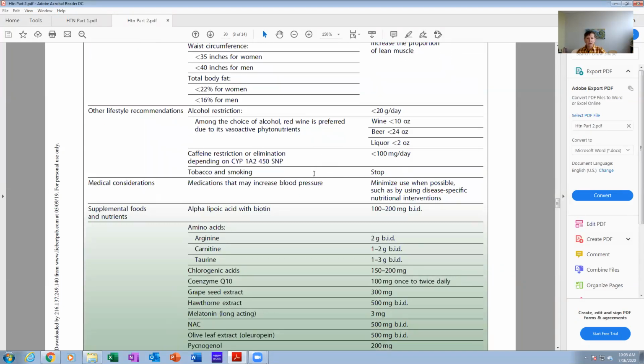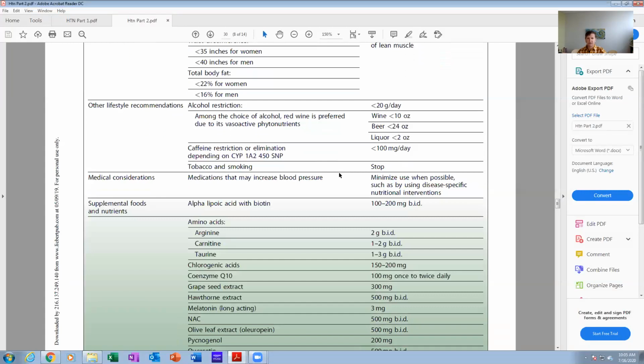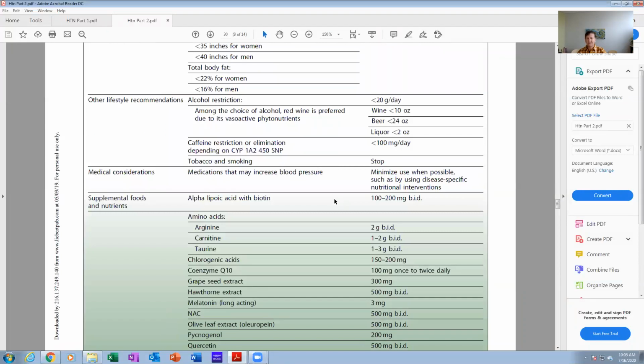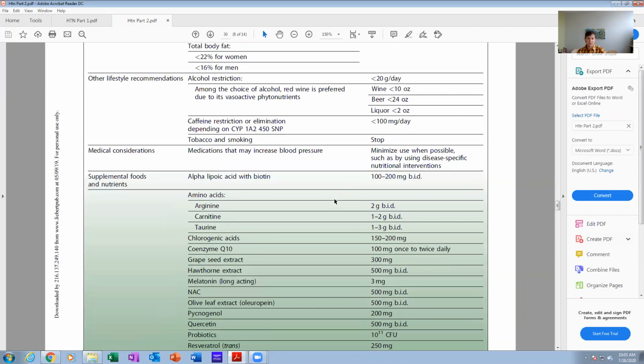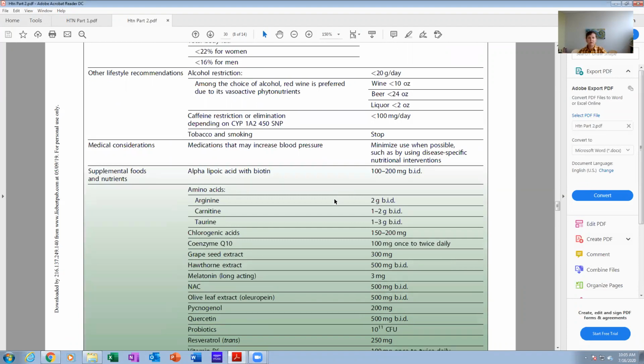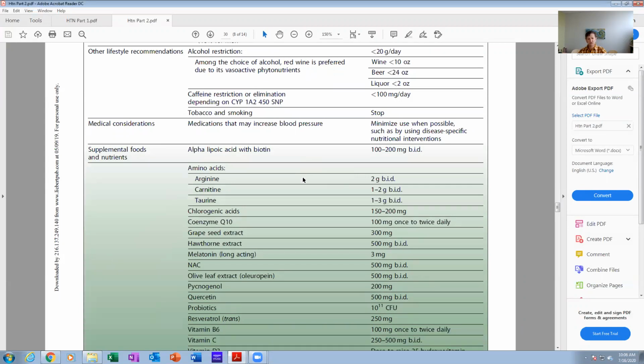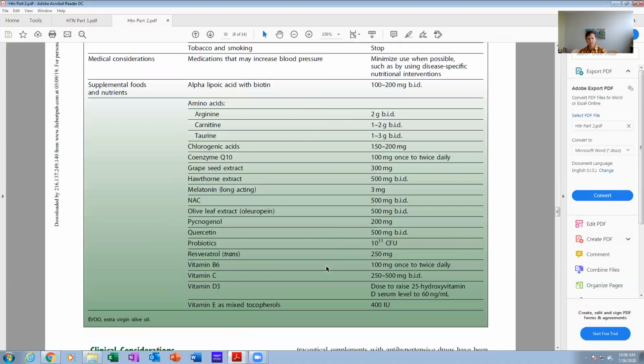Alcohol restriction, a little's okay, too much isn't good. Caffeine, same thing. A little bit is fine as long as you tolerate it. If you know that it makes your blood pressure go up, don't drink it. Some people just don't tolerate it. They feel too anxious when they have coffee. So if you've heard some other health professionals say you've got to have coffee, it's really good for your brain or whatever, well, if it makes you feel bad, it's not going to help your brain either. Certainly, tobacco and smoking are not helping you at all. And meds as needed. And then this goes through, again, a lot of these supplements that we talked about.